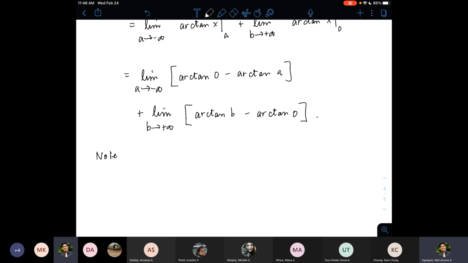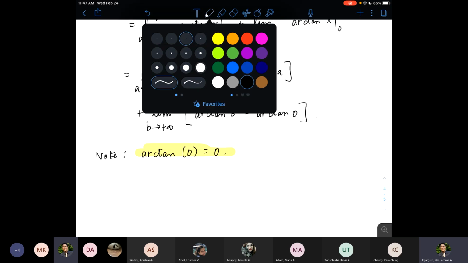Now note, you need to recall evaluating arctans. So arctan of 0 is equal to 0, because basically this is asking us what is the angle whose tangent is equal to 0, right? Remember, tangent is sine over cosine. So we're looking at what is the angle whose sine is equal to 0. Because if sine is 0, then tangent will be 0. And that happens at the angle 0. Okay, so that's why arctan of 0 is 0. And so we know that this would be 0.